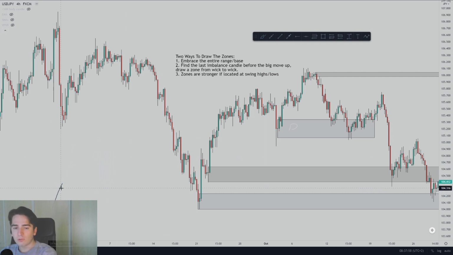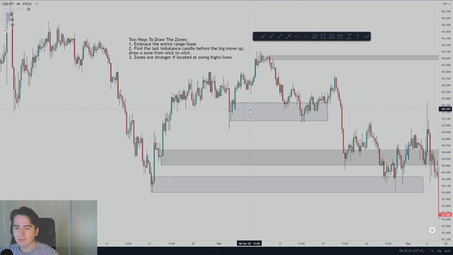First of all, before we dive in, I have two ways of drawing these zones. First, you can embrace the entire range or base. Second, you can find the last imbalance candle before the big move up or down, and then draw a zone from wick to wick. And important to remember, and this is a key rule, is that the zones are going to be stronger if located at swing highs or swing lows. So let me show you guys what I mean.